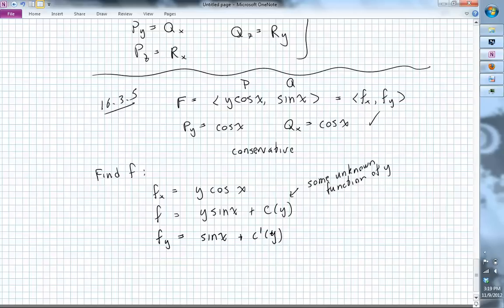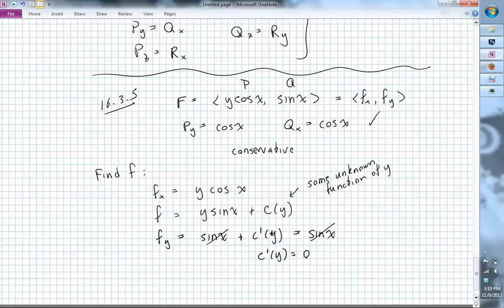I know that f sub y is equal to sine x, right? And this often happens in these problems. You get some really nice cancellation. And what we learn is that c prime of y is equal to 0. What's that tell me about c of y? It's a constant.